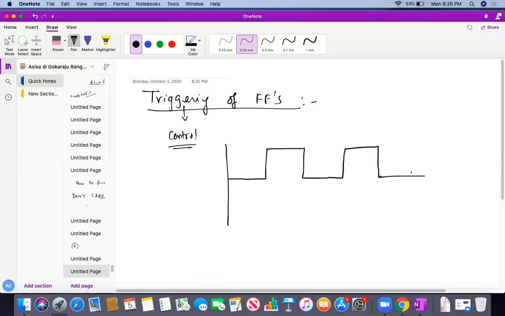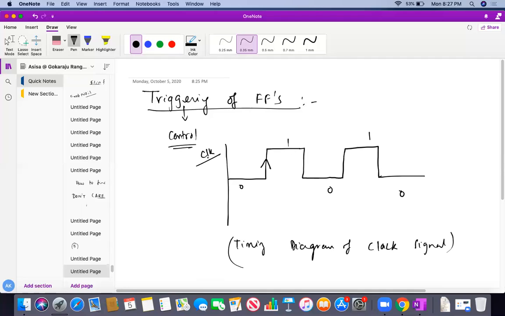Now in the clock pulse there are 4 different things. What are those? Please try to understand, very important. So this is the timing diagram of the clock signal. This clock pulse: this is 0, this is 1, this is 0, this is 1, this is 0. I am clearly explaining you, students. So this is my clock.